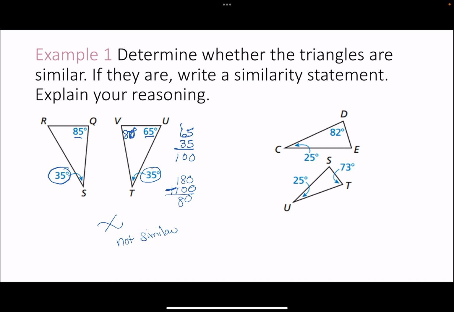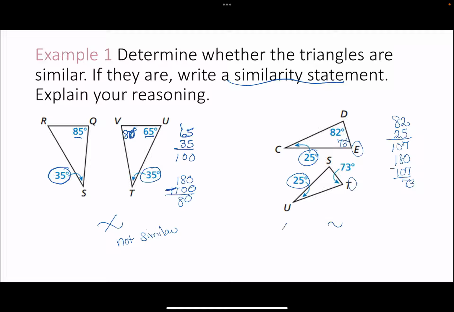So we don't need to write a similarity statement. But in our second set of triangles, we see a 25-degree angle congruent to a 25-degree angle. We know nothing at all about the sides. They're only angles that are being shown. And if we take 82 and add 25 to it, we get 107, and 180 minus the 107 gives us 73 degrees. So angle E is 73 degrees. Angle T is also 73 degrees. So we know that these 2 triangles are similar.